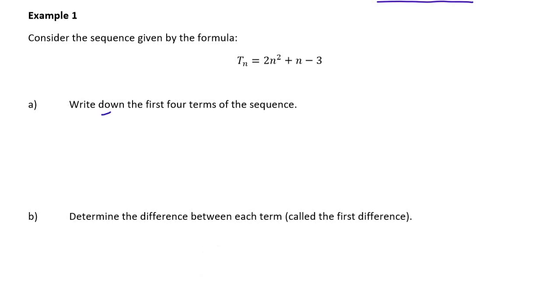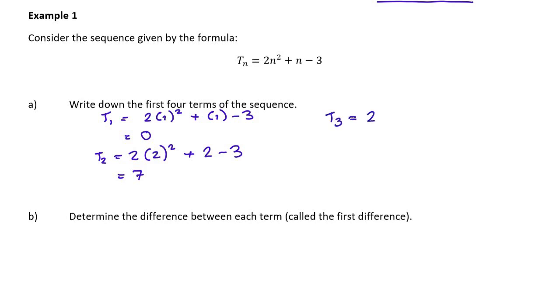Well, this isn't difficult. We've done this before. T1 will be when n is 1. So a little bit more difficult to calculate. But in this case, 2 times 1 squared is 2, plus 1 is 3, 3 minus 3 is 0. T2 would be equal to 2 times 2 squared plus 2 minus 3. Now I would normally just use my calculator, and I think I get 7.